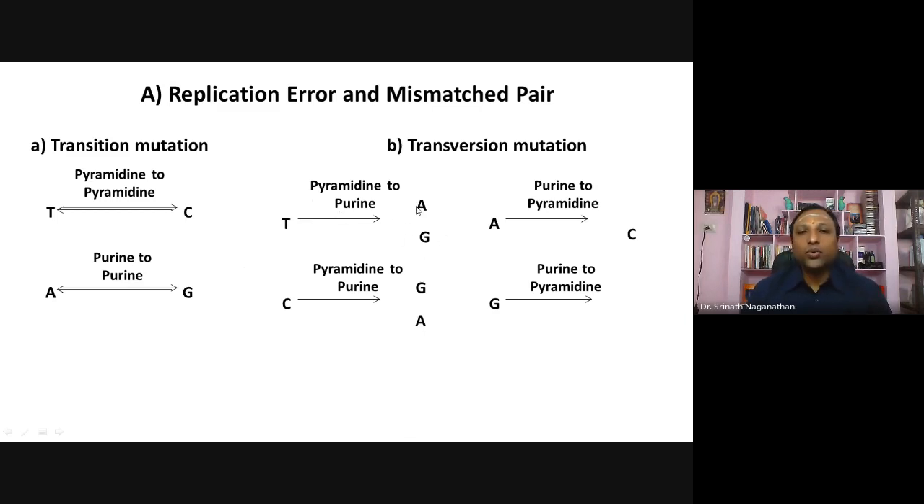So thymine to adenine and thymine to guanine pairing can occur, that is pyrimidine to purine, and cytosine to guanine and adenine pairing. In the same manner, for purine to pyrimidine, adenine actually pairs with thymine, but here it can pair with cytosine also. And guanine can pair with cytosine and thymine, so they can pair with both. So this is what the transversion mutation is.